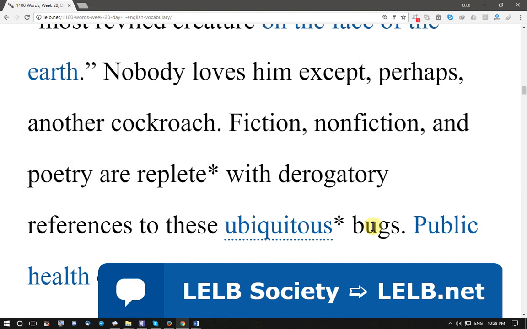Ubiquitous means everywhere, prevalent, existing everywhere, and that is true. Cockroaches can grow almost in any situation or geographical place and under any circumstance.